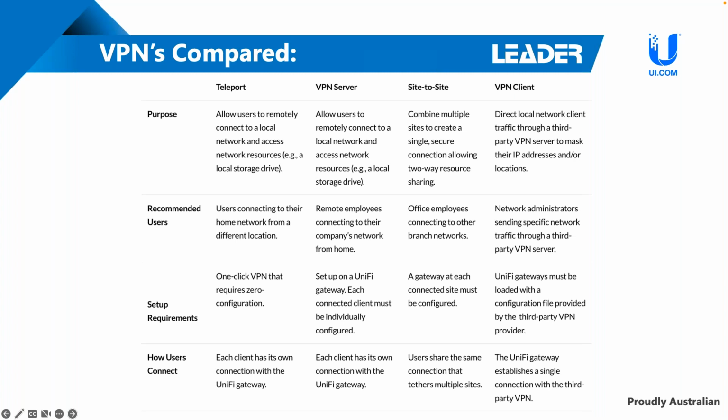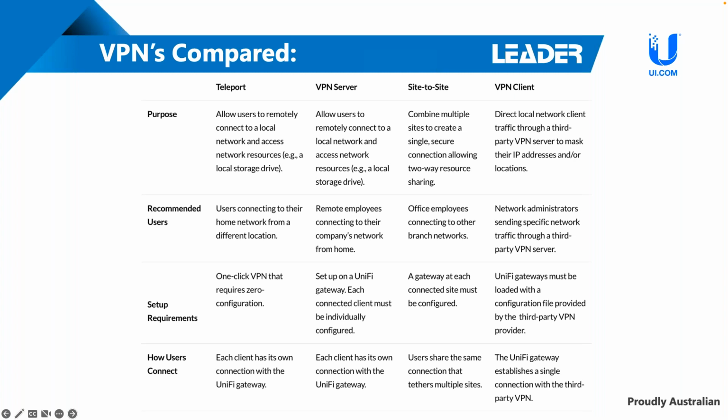And then VPN client mode, all the traffic goes to a third-party VPN. Like I said, it requires a server side to be set up. There's no configuration needed on the end client devices. Everything that is connected to the UDM is just automatically connected through to that third-party VPN natively. So very easy to set it up that way.